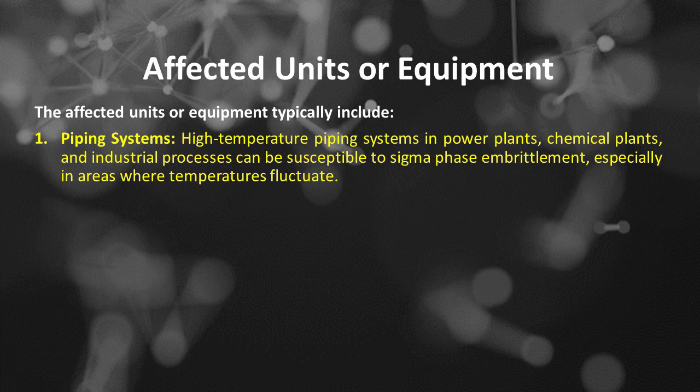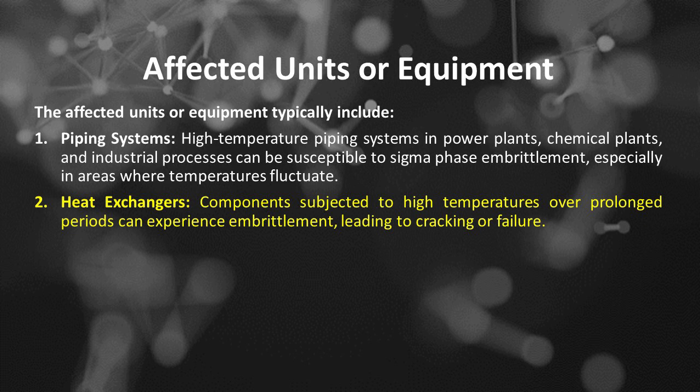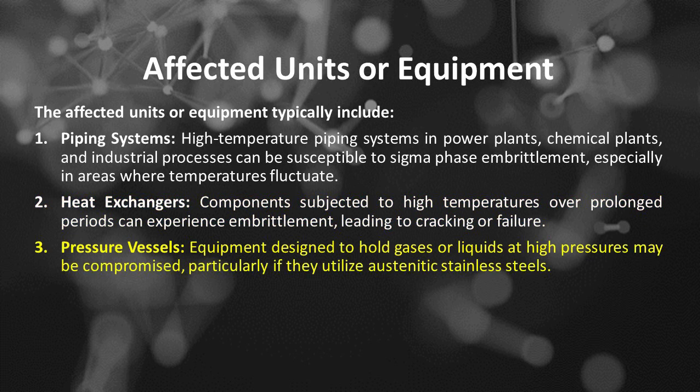High-temperature piping systems in power plants, chemical plants, and industrial processes can be susceptible to sigma phase embrittlement, especially in areas where temperatures fluctuate. Number 2 is heat exchangers. Components subjected to high temperatures over prolonged periods can experience embrittlement, leading to cracking or failure. Number 3 is pressure vessels. Equipment designed to hold gases or liquids at high pressures may be compromised, particularly if they utilize austenitic stainless steels.